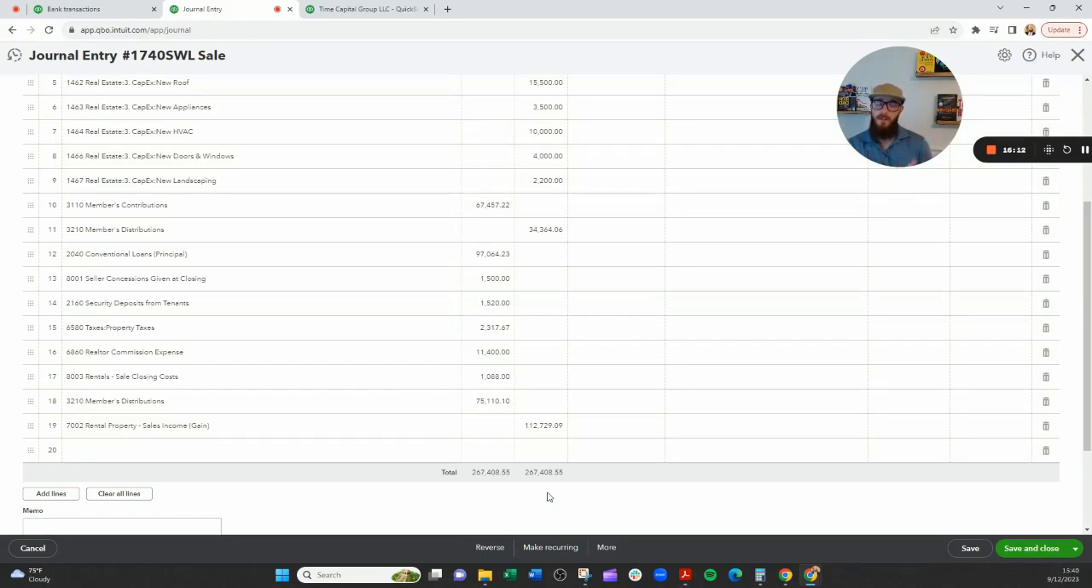But within the journal entry, they do not have what they sold it for. They just have what's on the balance sheet that needs to be zeroed out. They do the contra figures to zero all of them out, and whatever is left over is either a sales income gain or a loss, right? An expense. So in this case, we have a gain.